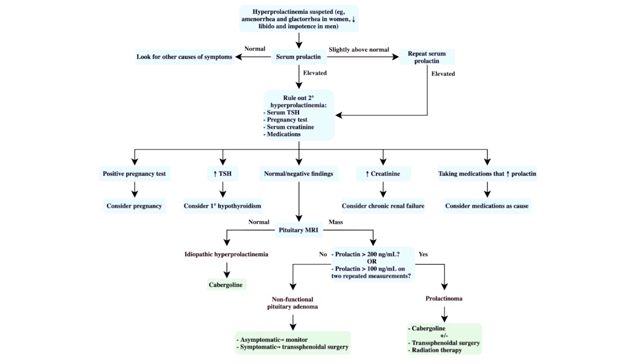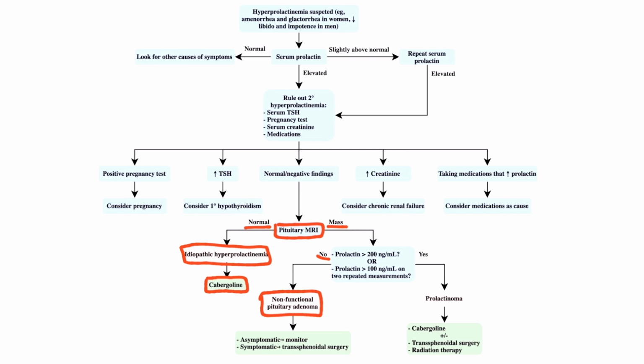Alright, now let's focus on the management using the same algorithm. So if we get a pituitary MRI and this is normal, we diagnose idiopathic hyperprolactinemia, and this is treated with cabergoline. On the other hand, if the pituitary MRI shows a mass and the prolactin levels are low, we've diagnosed a non-functional pituitary adenoma. If the patient is asymptomatic, we monitor them, and if they're symptomatic, we perform transsphenoidal surgery.